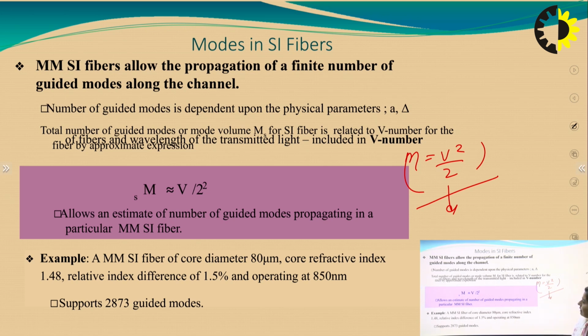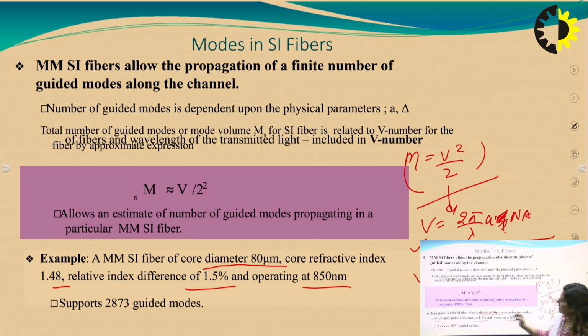So here we have an example: a multi-mode step index fiber of core diameter 80 micrometer, refractive index 1.48, refractive index difference 1.5%, and operating wavelength 850 nanometer. Here we simply use the formula 2 pi by lambda into A into N1 under root 2 delta, or you can say A into NA, or 2 pi by lambda into A into NA. You can use either formula, whichever is convenient to you.